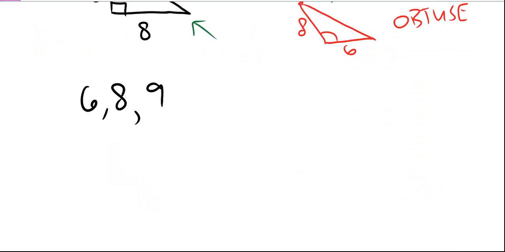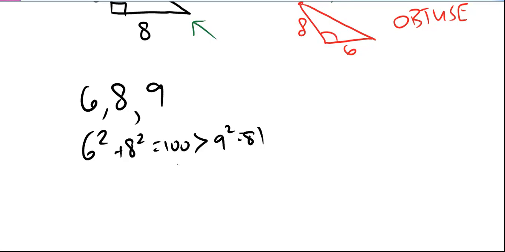Compare that to one more example. Let's say I had 6, 8, and 9. If I did 6 squared plus 8 squared, I would get 100. And 100 is greater than 9 squared, which is 81, right? In this case, my hypotenuse is shorter. I shouldn't say hypotenuse, because it's not a right triangle, right? But this longest side is shorter than the other two combined.